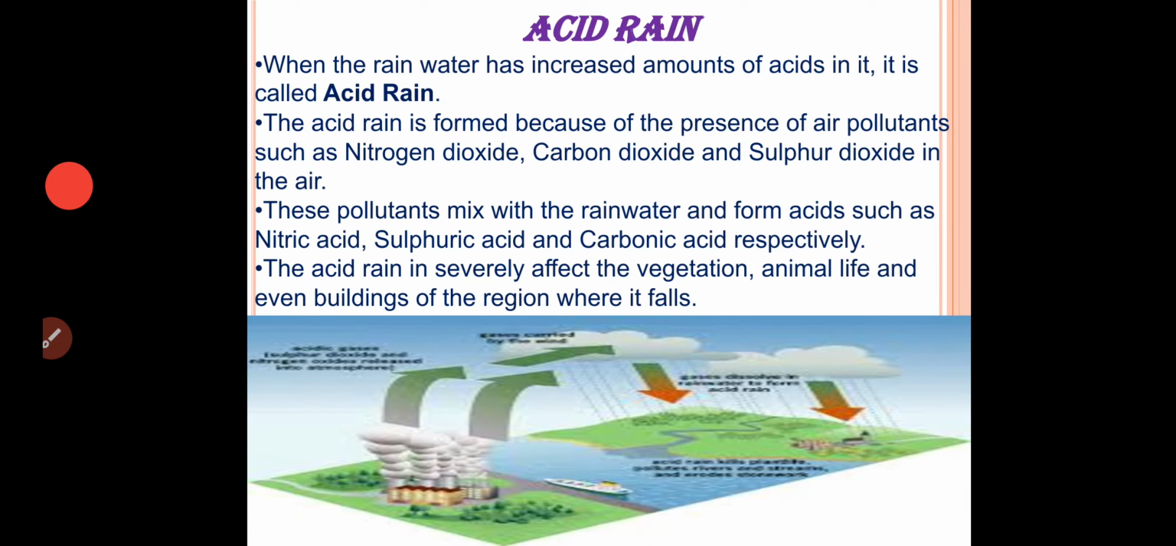So you can see over here the factories and vehicles, all are polluting our nature, and that goes into the nature. It will mix with the air and it will fall as acid rain.